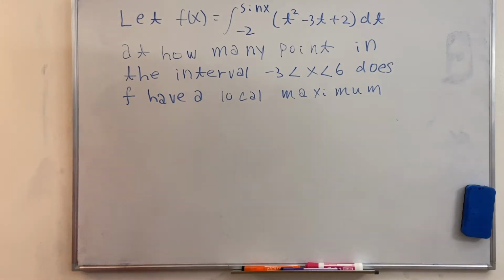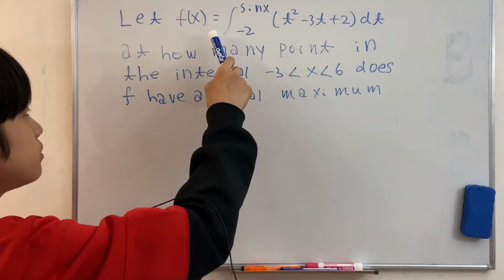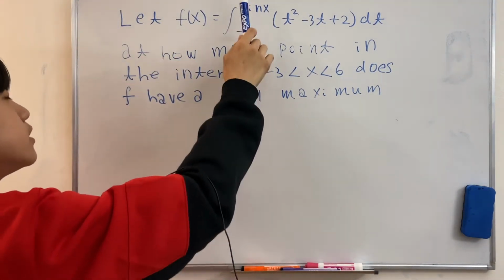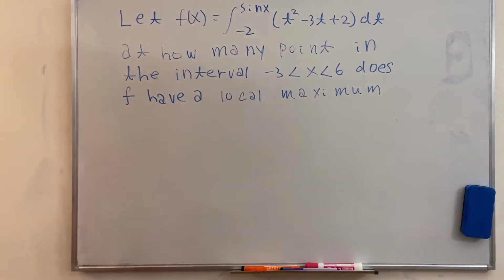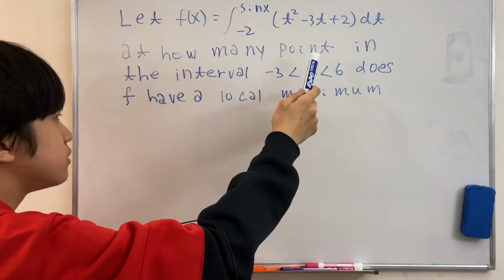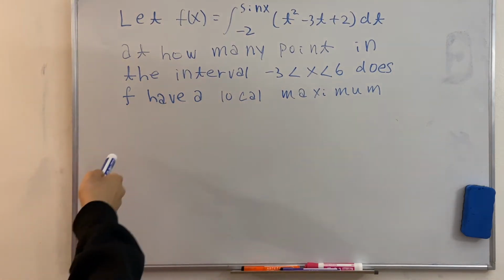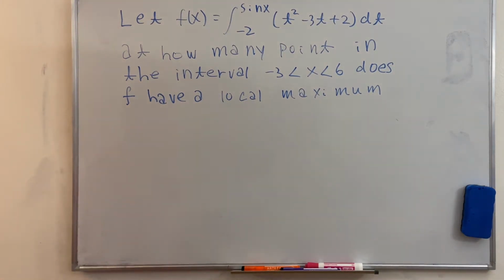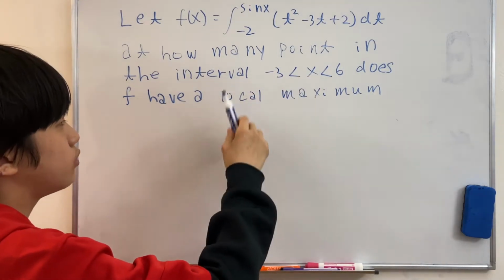So I will read you guys this problem, okay? Let f(x) be equal to the integral from -2 to sin x of t squared minus 3t plus 2 dt, on the interval -3 to 6, where x is between them. Does f have a local maximum? Here we are trying to find at what point x has the local maximum, okay?